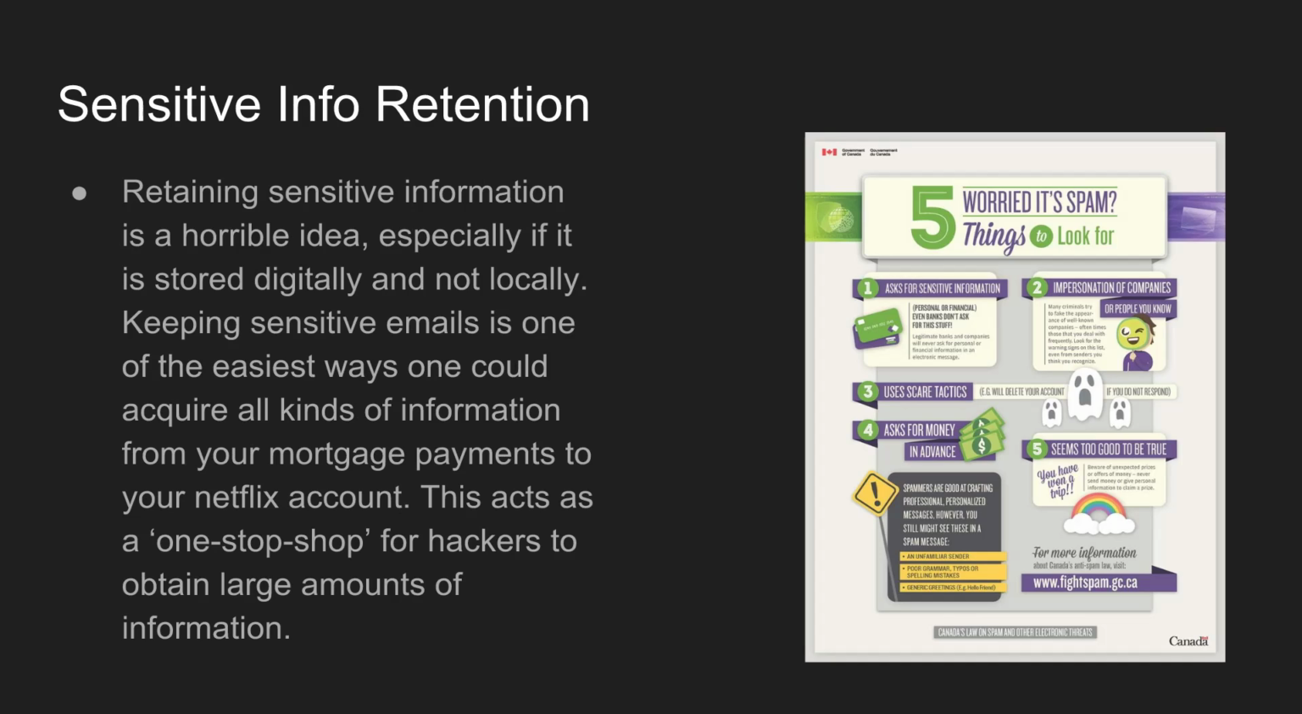Sensitive information retention is another big thing to keep in mind. So you don't typically want to retain sensitive information such as bank accounts, social media or social security numbers, different things like that. And keeping sensitive emails is one of the easiest ways one can acquire a large variety of information. Everything from a mortgage payment to a Netflix account, almost acting as a one-stop shop.